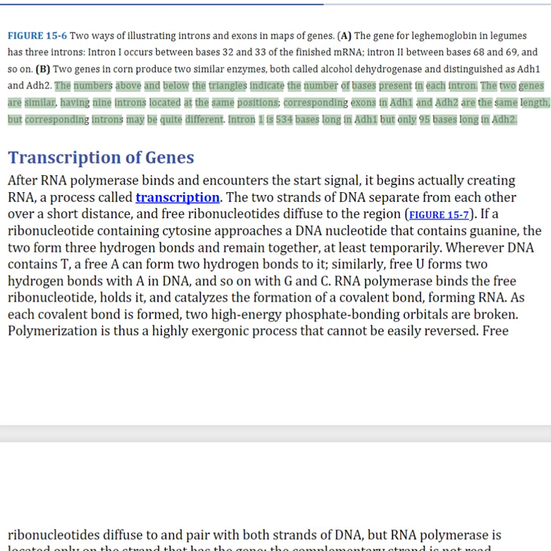The numbers above and below the triangles indicate the number of bases present in each intron. The 2 genes are similar, having 9 introns located at the same positions. Corresponding exons in ADH1 and ADH2 are the same length, but corresponding introns may be quite different. Intron 1 is 534 bases long in ADH1 but only 95 bases long in ADH2.